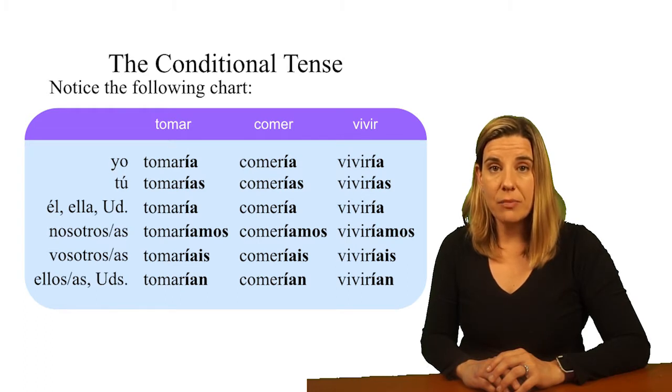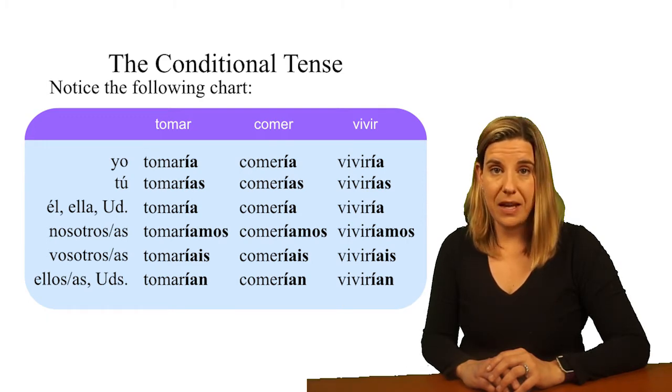Comer, an ER verb, would be the very same thing. Leave the verb as its infinitive and add the endings. Yo comería, tú comerías, él, ella, usted comería, nosotros comeríamos, vosotros comeríais, ellos, ellas, ustedes comerían.